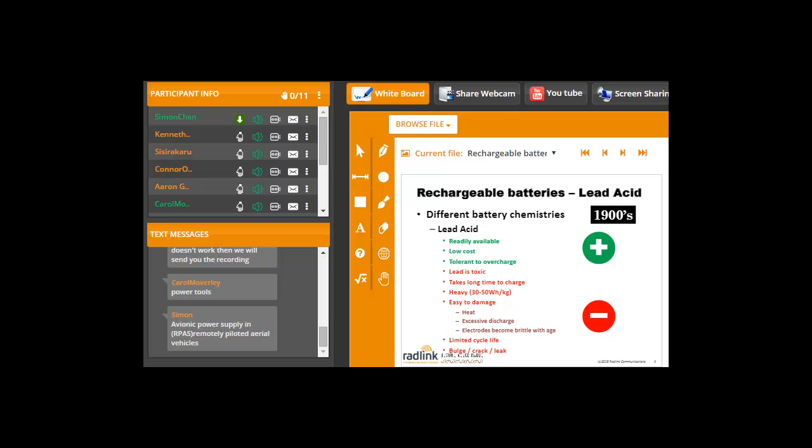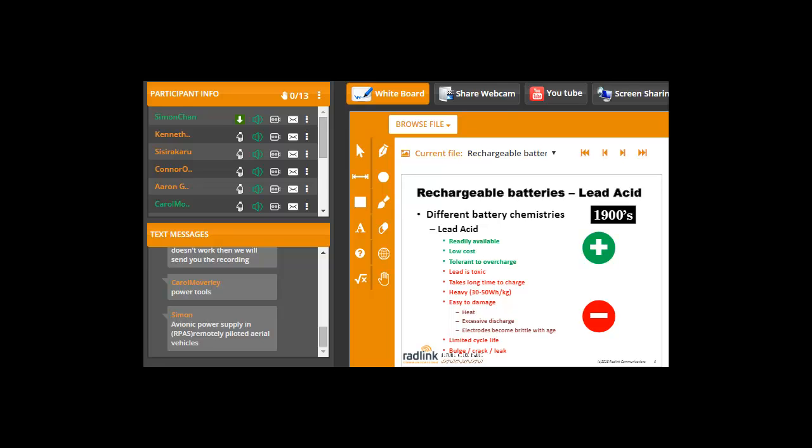Let's think about what currently available rechargeable technologies there are. We've got Simon here, another Simon, saying avionic power supply in remotely piloted aerial vehicles. That's correct. And all of these have different demands on energy storage. The key to the modern power systems that we need to design is high energy density and yet safe, with the ability to deliver peak power when required. And more importantly, they have to be easy to recharge. We don't want systems that are very clunky to recharge.